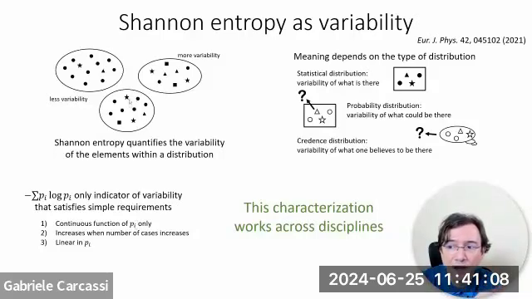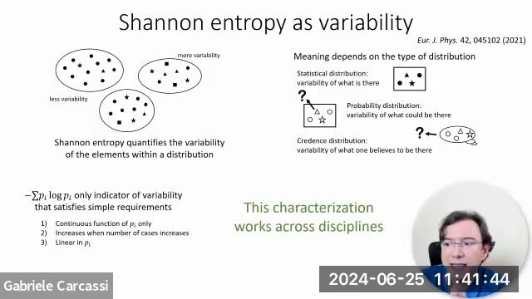Therefore, we don't care whether there are stars, circles, or cats and animals, or physical states. We only care about the distribution. And we want it to increase when the number of cases increases, so that the variability increases when there are more cases, when things are more diverse. And that it's linear in the probability when you make a composition. Then what happens is that the minus p log p, the Shannon entropy, is the only indicator of variability that satisfies those requirements.